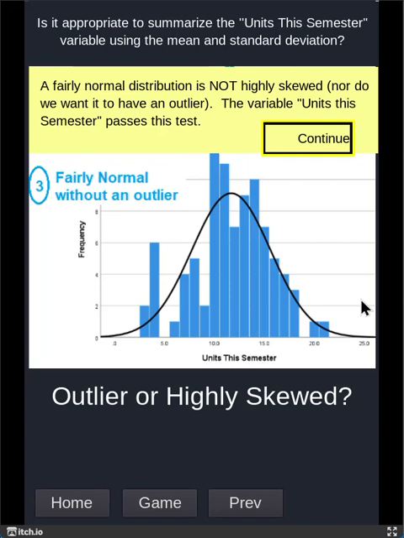But only if it's always screaming at you that it's heavily skewed, or there's just this outlier way out there by itself, would we then say, oh, it doesn't pass the test. So for here, it's good enough. It's not shouting at us it's highly skewed. There's no big giant outlier one way or the other. So it passes this third test. Fairly normal without an outlier.